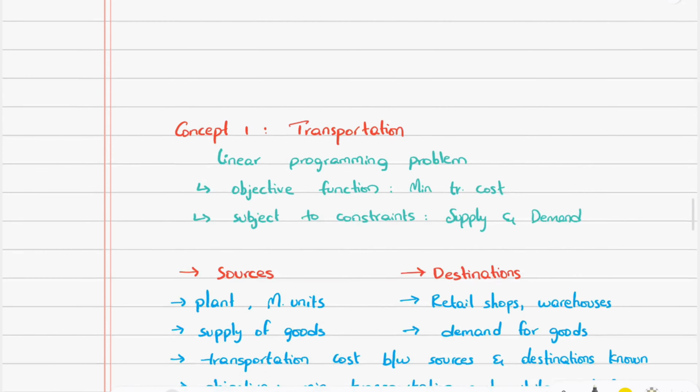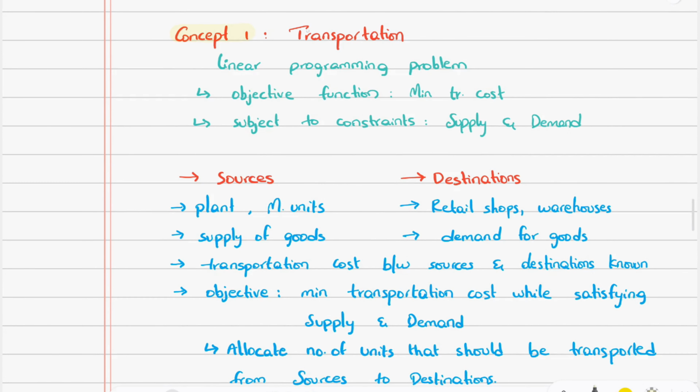Now let's start with our first concept, which is transportation. Transportation is a special kind of linear programming problem. If you have no idea about what a linear programming problem is, I have made a playlist on that. I will put it in the description. If you are curious, you can go and watch it. Now, in a linear programming, we have objective function and subjective constraints. So the objective function in the case of transportation is minimum transportation cost. When it comes to constraints, we have constraints on supply and demand.